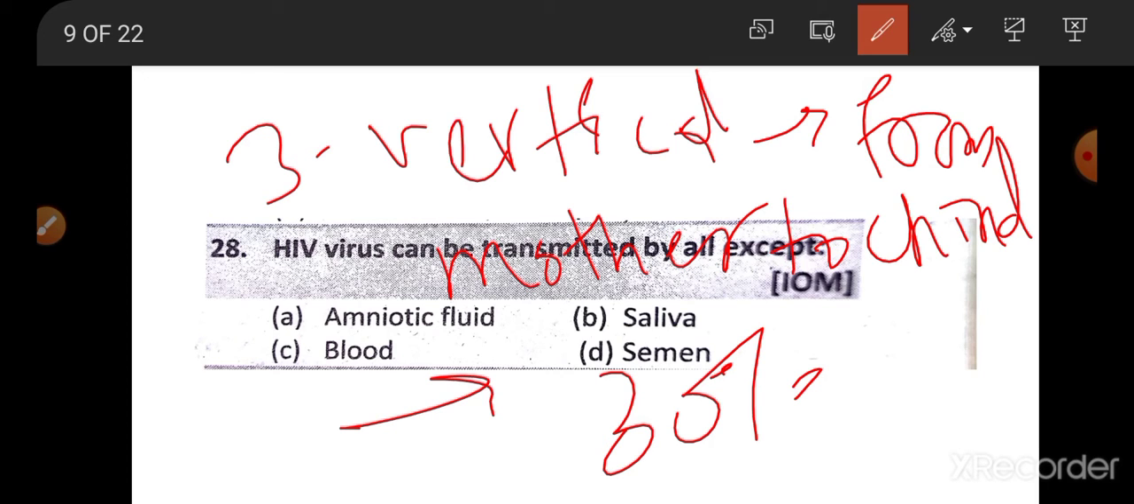An infected mother can transmit AIDS to her child during pregnancy and during breastfeeding. Therefore, HIV can be transmitted by all except saliva. HIV is not transmitted by saliva. It can be transmitted by body fluids, by blood, and by semen.